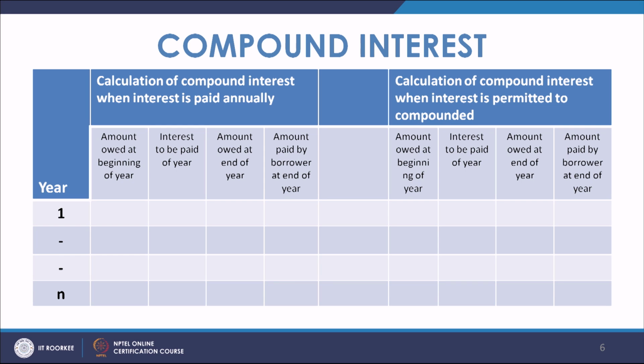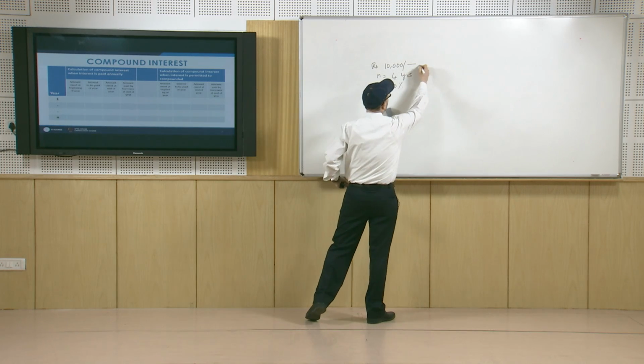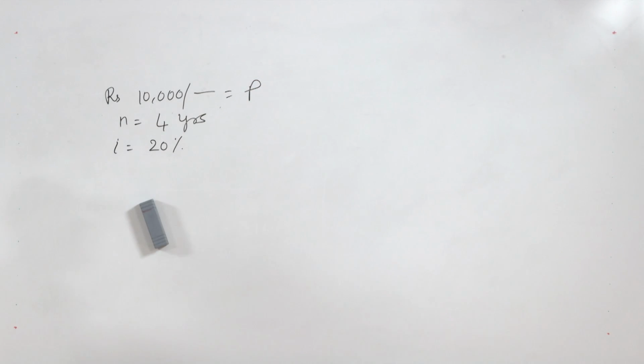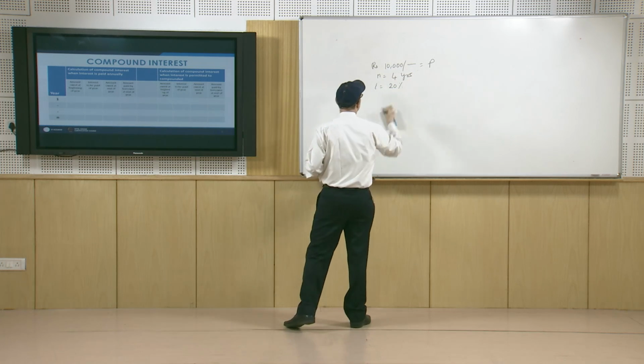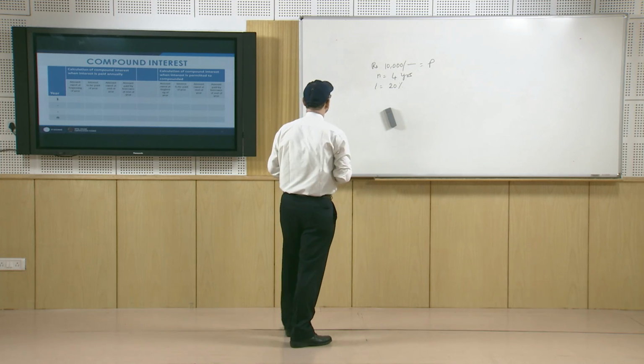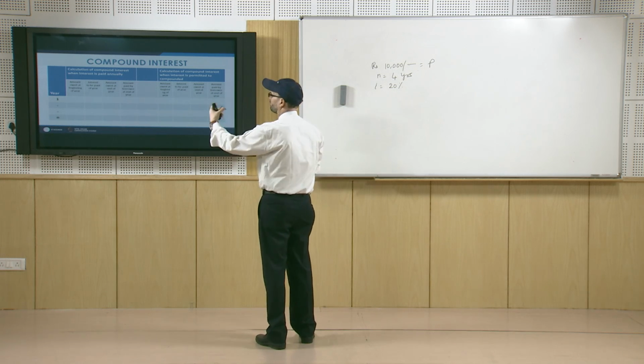So, now we have discussed the two types of compounding. In one case the interest is paid annually, and in another case we do not pay the interest annually, so interest is allowed to compound. Let us see these two cases by an example. Let us assume that an amount of rupees 10,000 is borrowed by a borrower from a lender. Time n is 4 years and the annual interest rate i is 20%. Now, let us see how this compounding of interest is done for the two cases.